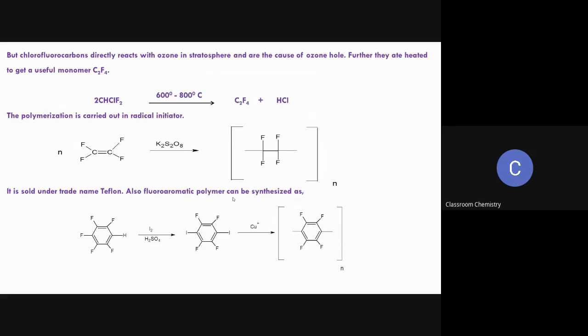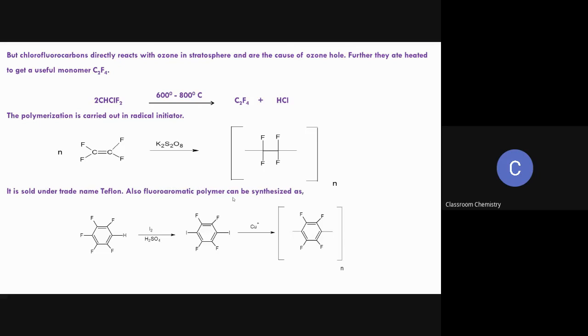So when chlorofluorocarbon is heated at 600 to 800 degrees Celsius, a useful product is formed, that is C2F4. Next, the polymerization is carried out with a radical initiator, and that radical initiator is a sulfur containing compound, potassium persulfate, K2S2O8, and a polymer is formed. It is sold under the trade name Teflon.